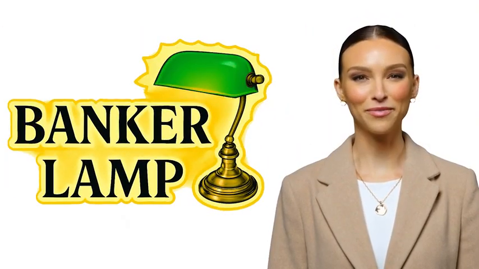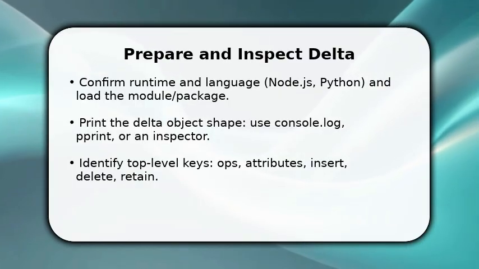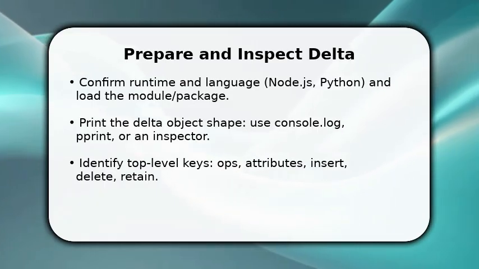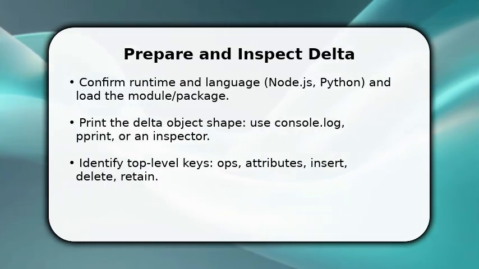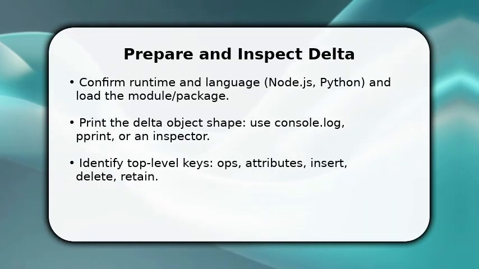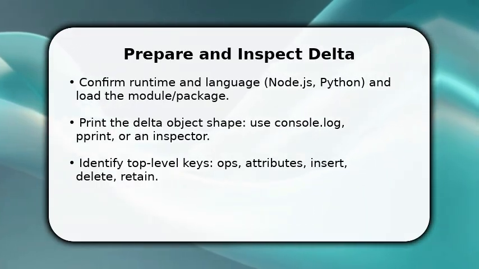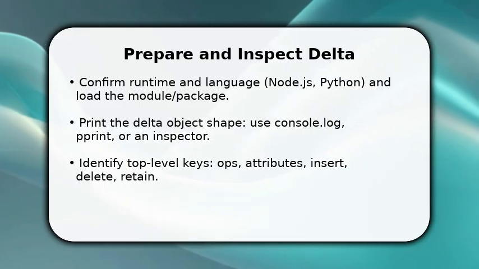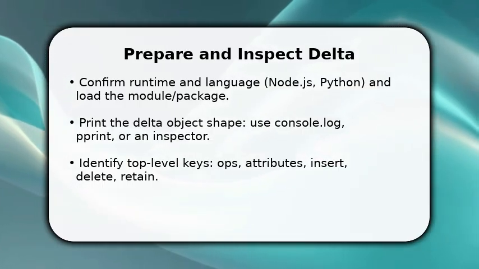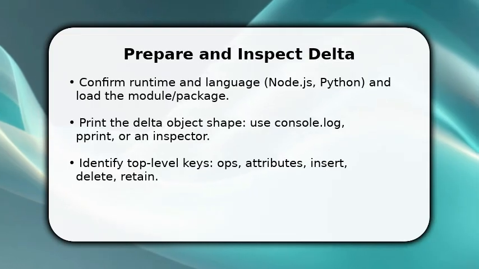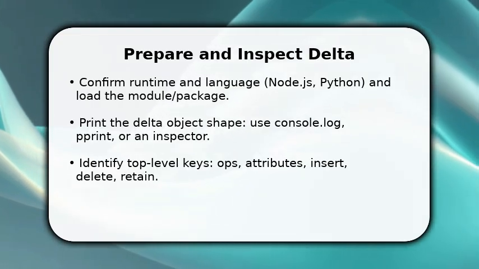Please enjoy the video. You start by confirming your environment and loading the Delta object so you can act immediately. Open your console or REPL and print the Delta to inspect its top-level structure. This shows where keys live. Once done, note common container names like ops, attributes, insert, and retain so you know which branch to search.